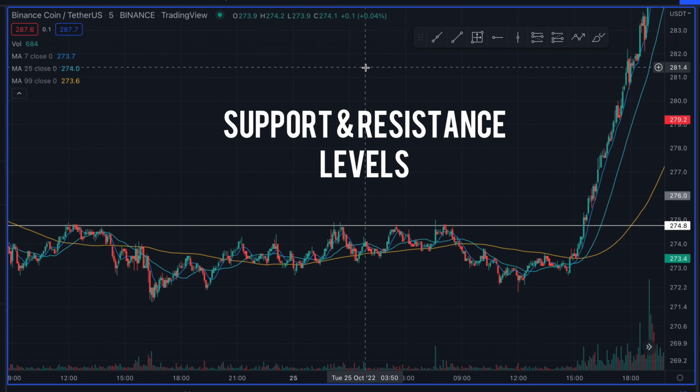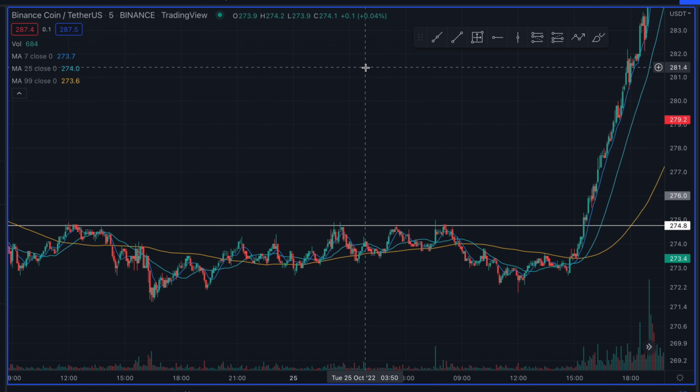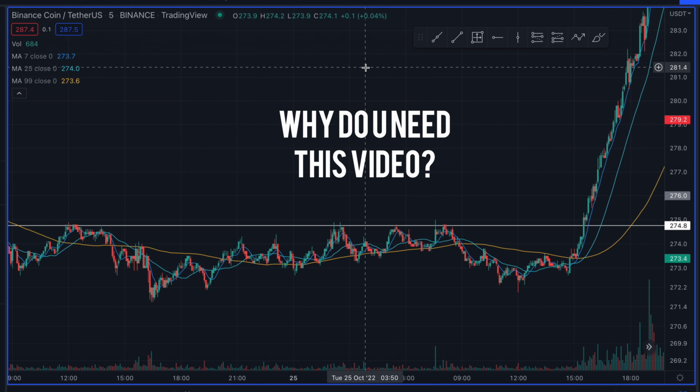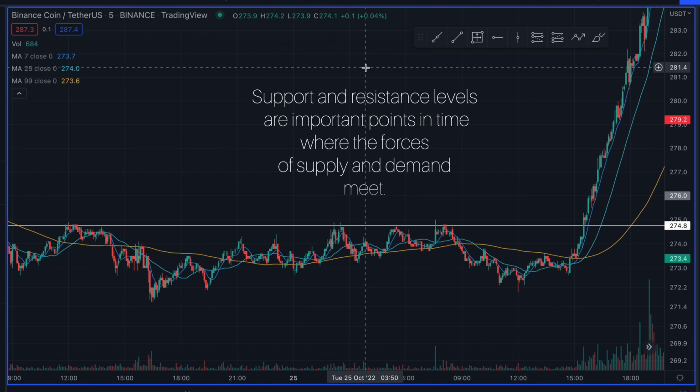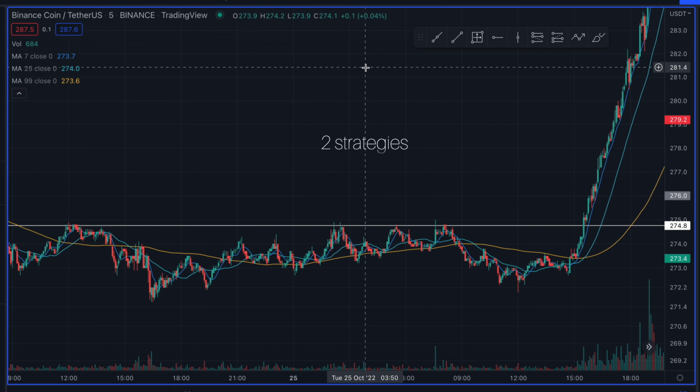Today I'm going to tell you about support and resistance levels on the chart. And before we start, I'll explain why you need this video. First of all, support and resistance levels are important points in time where the forces of supply and demand meet. And secondly, I'll tell you about two strategies connected with levels.